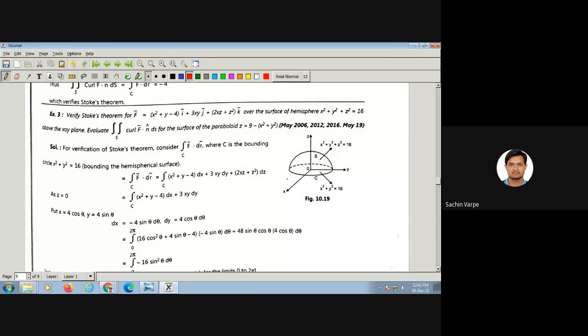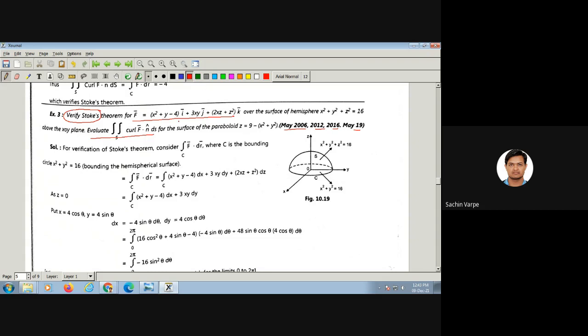Now you can see the next example. This was asked again 3 to 4 times in the previous pattern, so such examples are very important. F bar is given and we have been asked to verify. In the earlier pattern, the question was for 4 marks only. In this pattern, the question may ask for 5 to 6 marks, so definitely verification will be there. In the earlier pattern, there was no question on verification, only on evaluation of the surface integral. In this pattern, the question may ask on verification also, so you should know both the line integral and surface integral for the calculation.